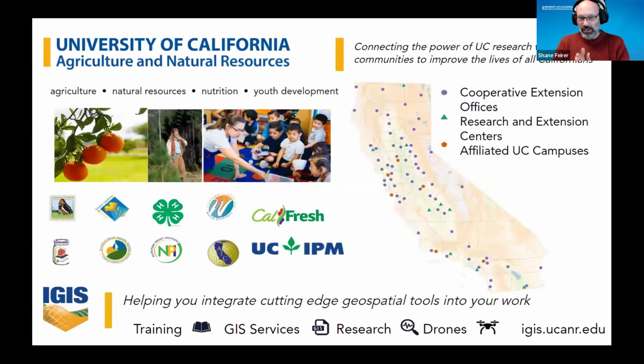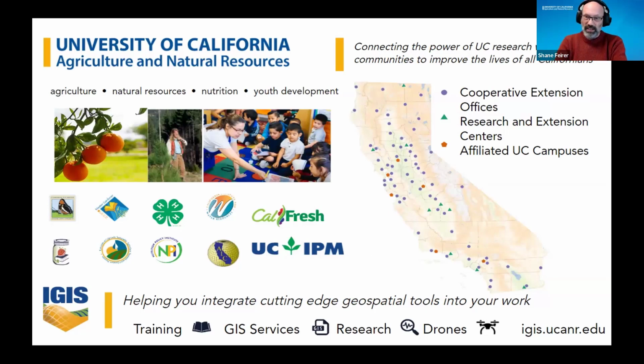So real quick, just to describe who we are and who we work with. The IGIS team who are presenting this workshop today work for this part of the university called University of California Agriculture and Natural Resources Division. We are the extension branch of the University of California. We take research developed at the campuses and get it out to the general public. You all probably know us by many other names.